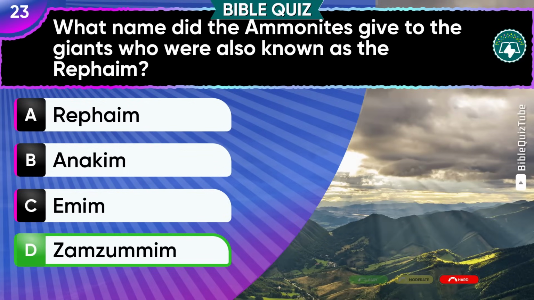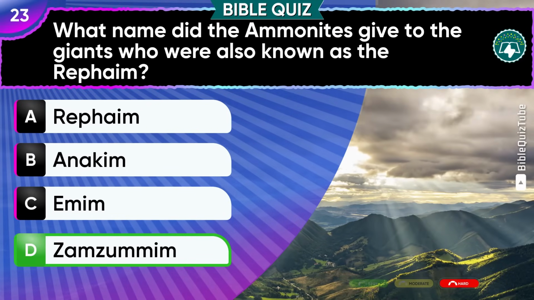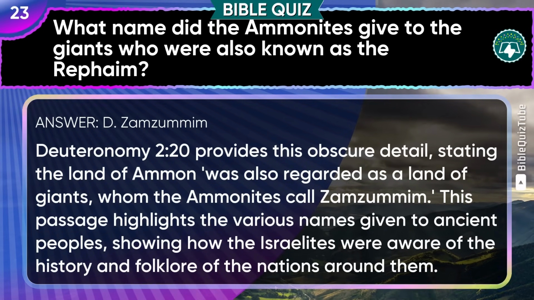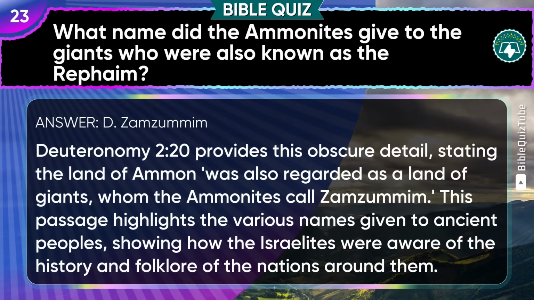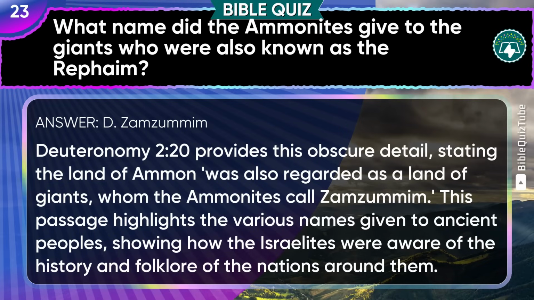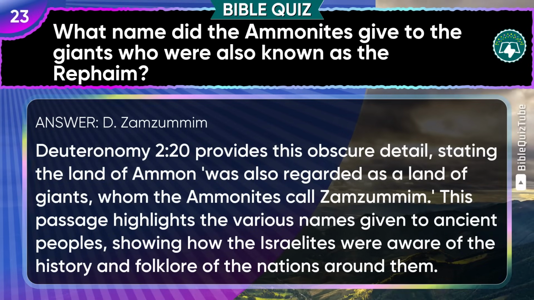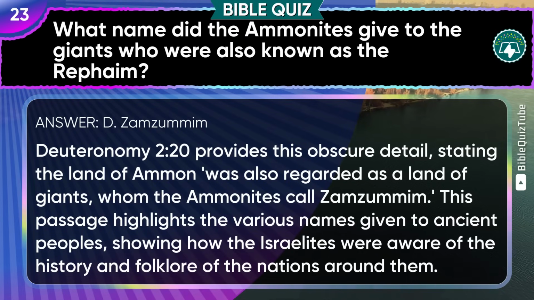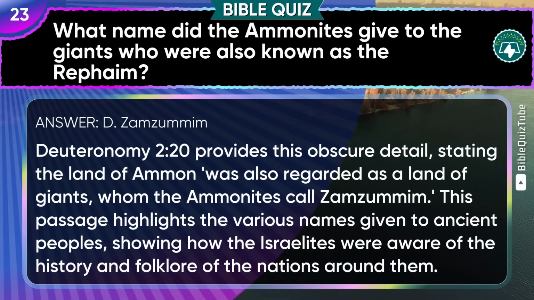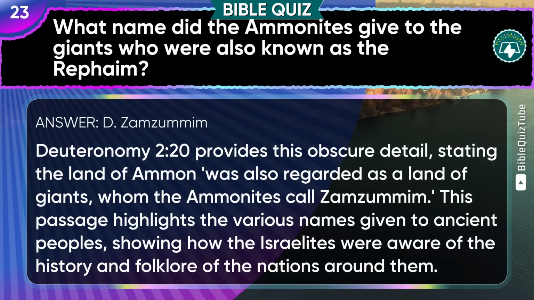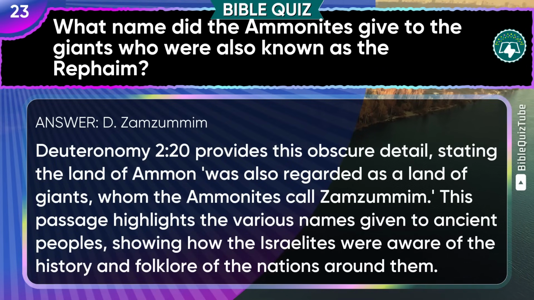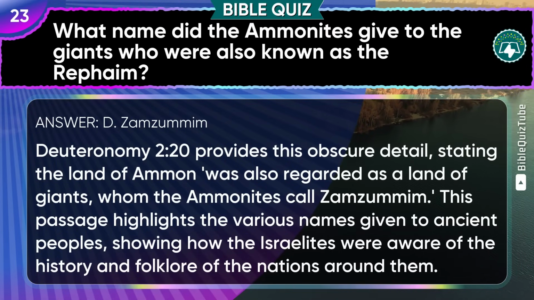D. Zamzummim is the accurate choice. The explanation. Deuteronomy chapter 2 verse 20 provides this obscure detail, stating the land of Ammon was also regarded as a land of giants, whom the Ammonites call Zamzummim. This passage highlights the various names given to ancient peoples, showing how the Israelites were aware of the history and folklore of the nations around them.